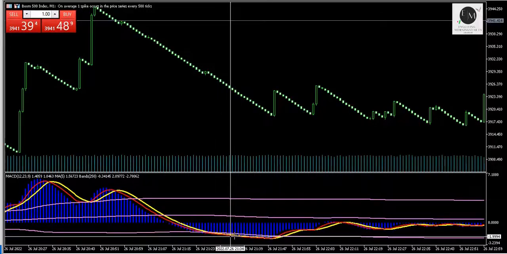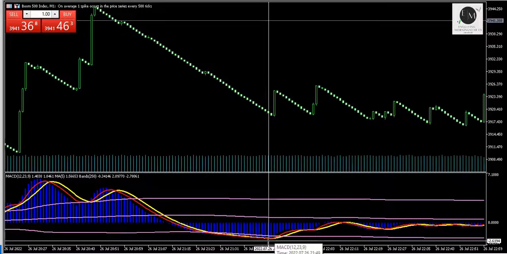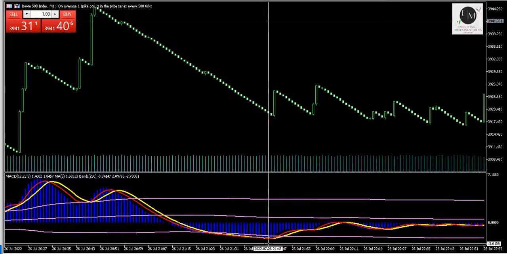They must cross and be facing upward for you to enter the market. You can see if you had entered somewhere around here, this is where it actually crossed.